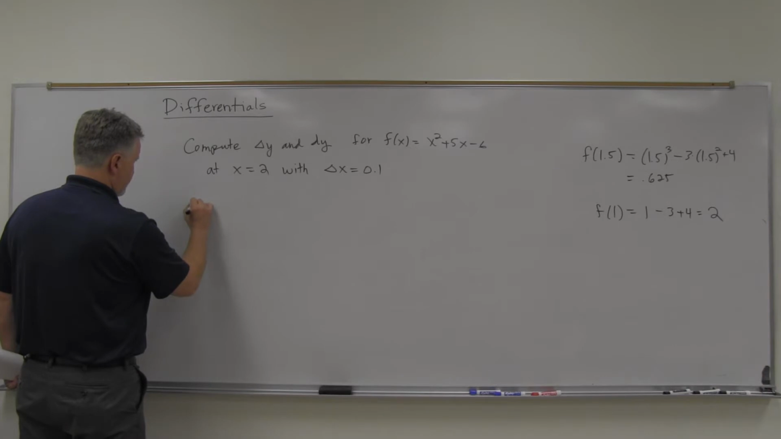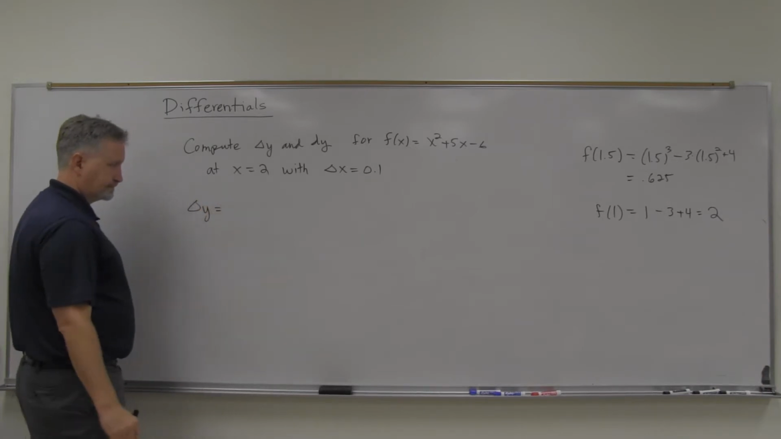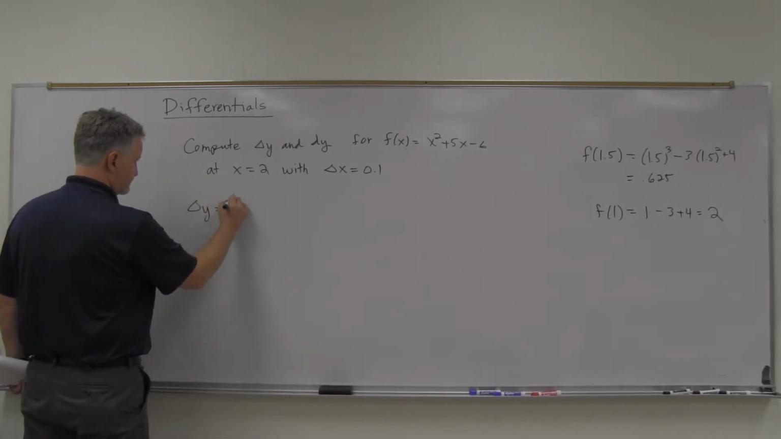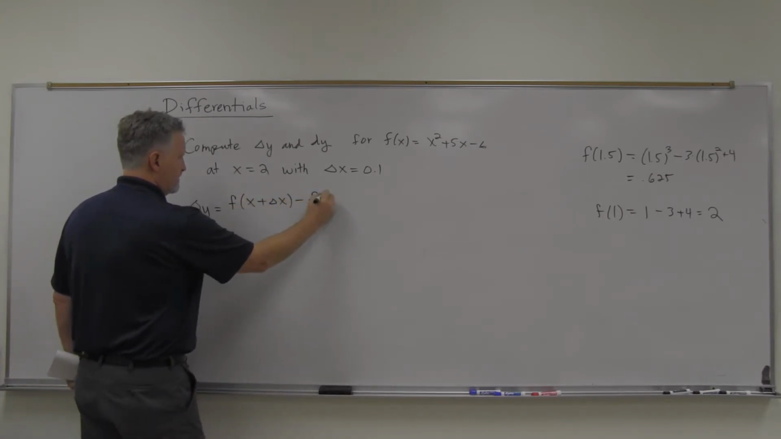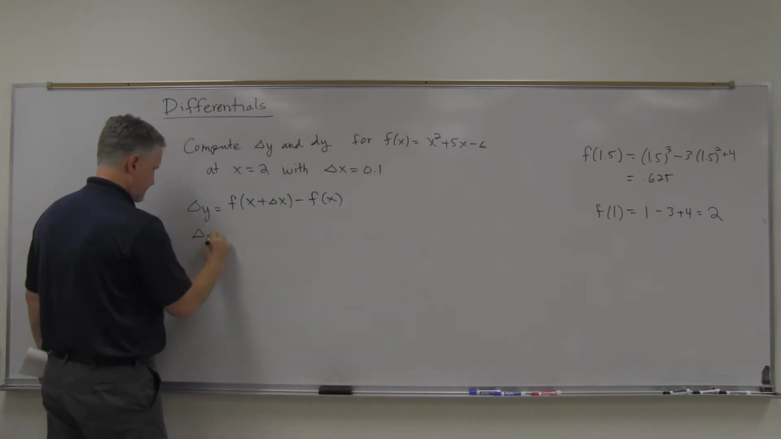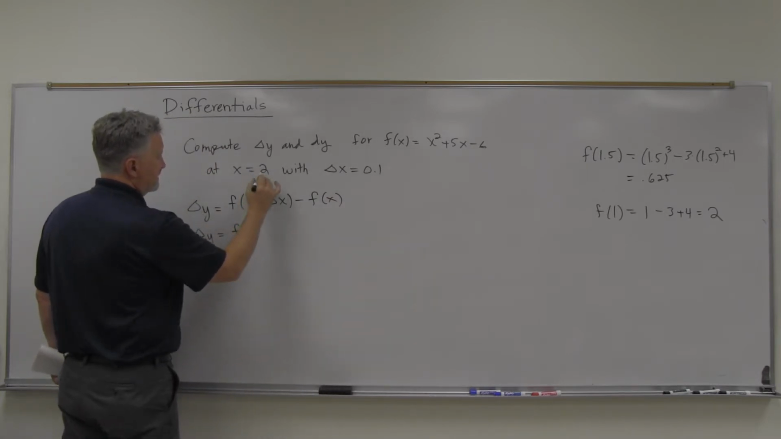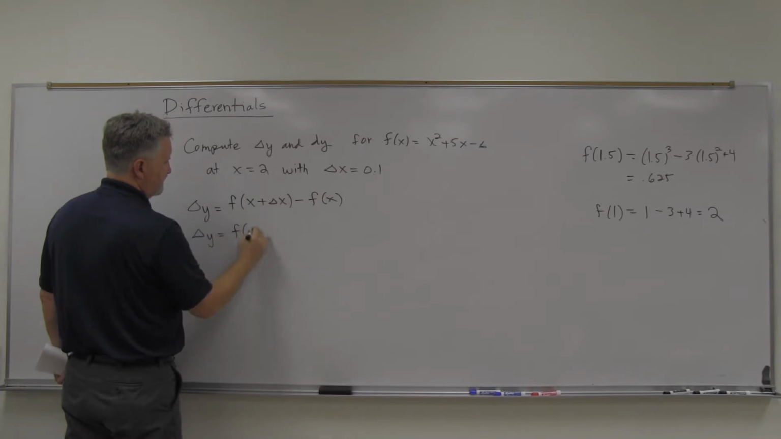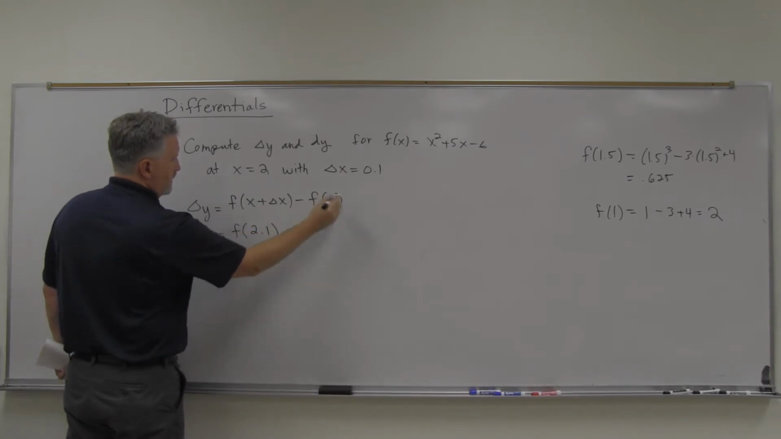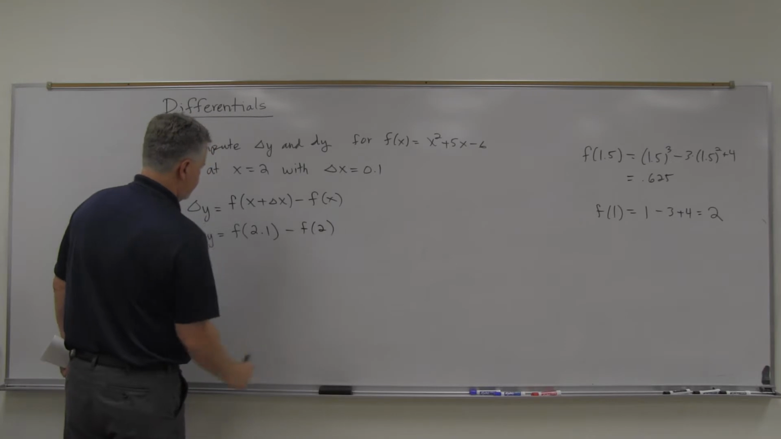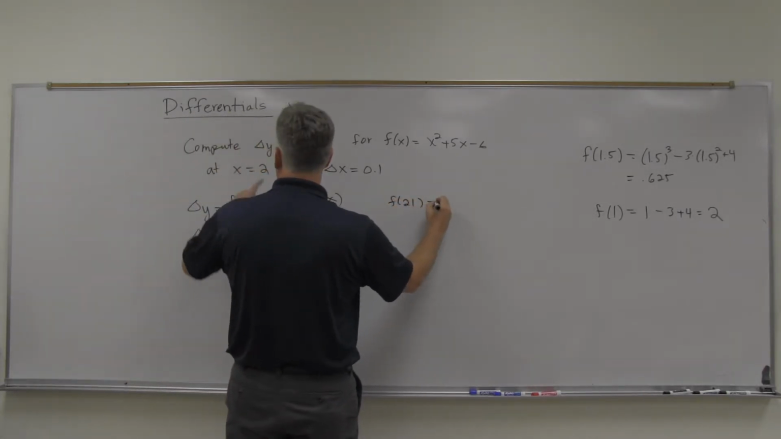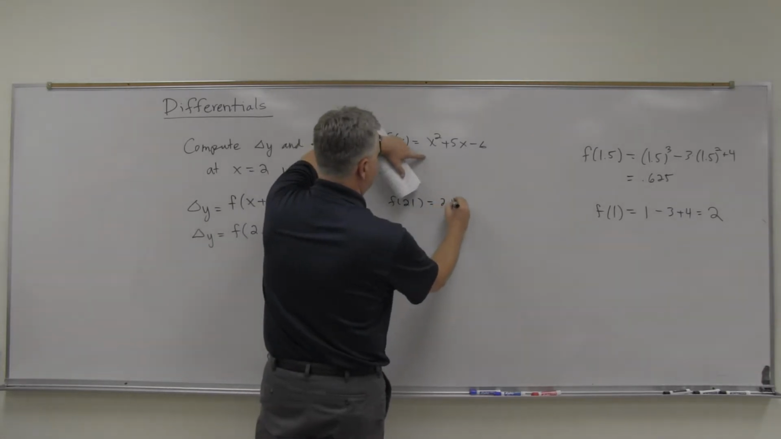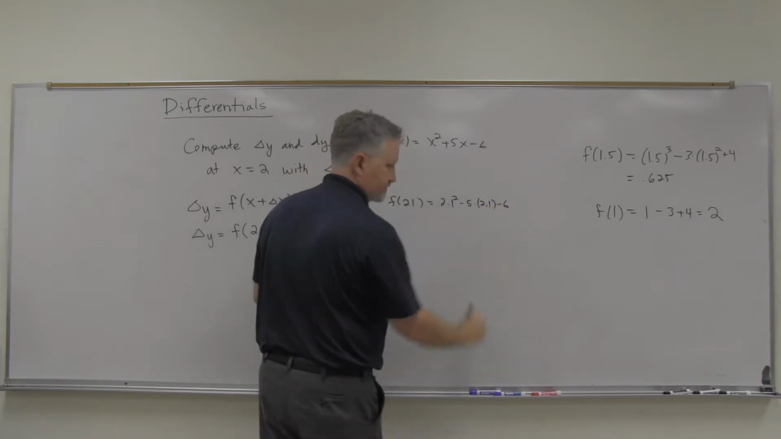All right, so I listed delta y first here, so let's do delta y first. Delta y is f of x plus delta x minus f of x. So delta y here would be f of, the x is 2, the delta x is 0.1, so x plus delta x would be f of 2.1 minus f of 2. All right, so let's come over here. F of 2.1, so it'd be 2.1 squared minus 5 times 2.1 minus 6. What do we got there?